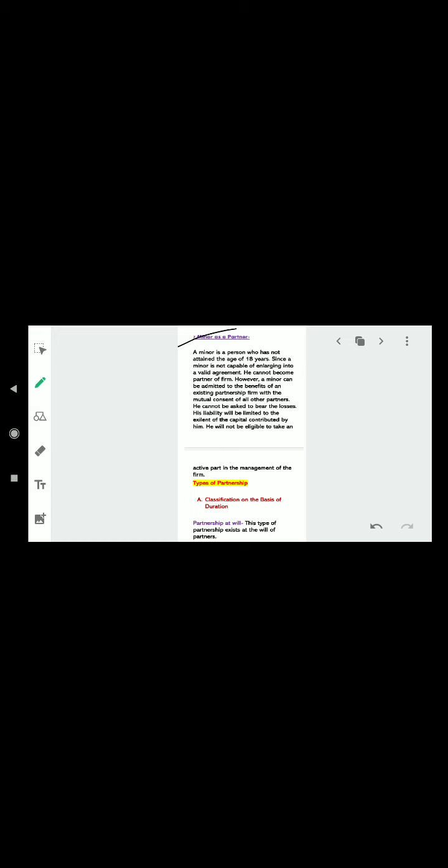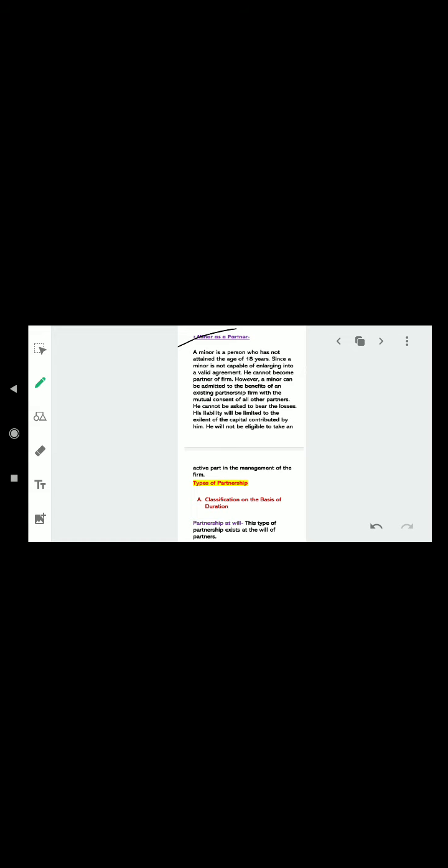Then a minor as a partner. That means a minor is a person who has not yet attained the age of majority. A minor cannot enter into a contract according to the Indian Contract Act, because a contract by a minor is void ab initio. A minor is a person who has not attained 18 years of age.